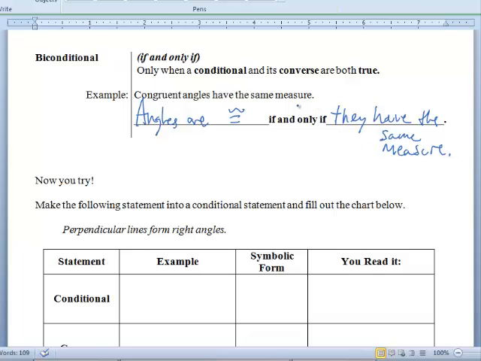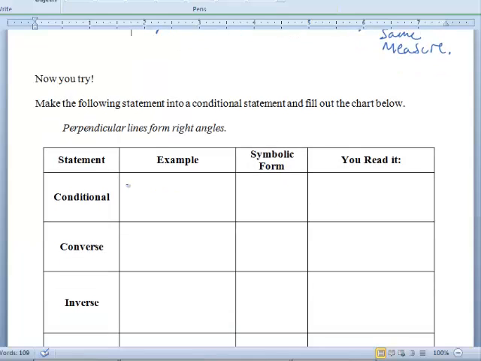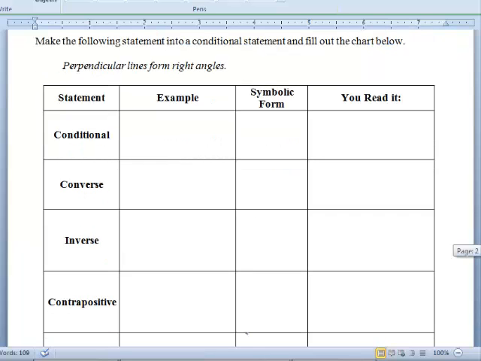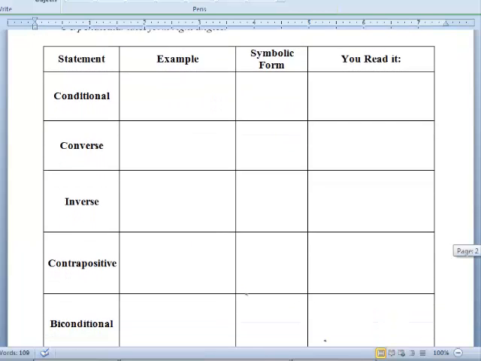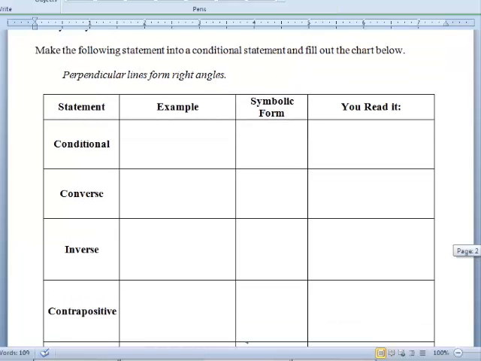All right, down here at the bottom is this chart. And what we want you to do is fill out this chart with the statement, perpendicular lines form right angles. Make that a conditional, a converse, the inverse, the contrapositive, and then, if possible, make it the biconditional. I'll give you a hint, it can be the biconditional. Not all statements can, but this one will be. All right, let me give you just this, what it is. I'm going to say it to you, but I will not write it down. You can write it down.